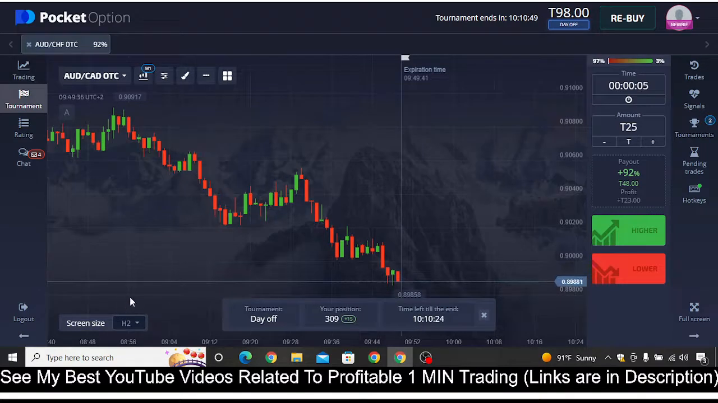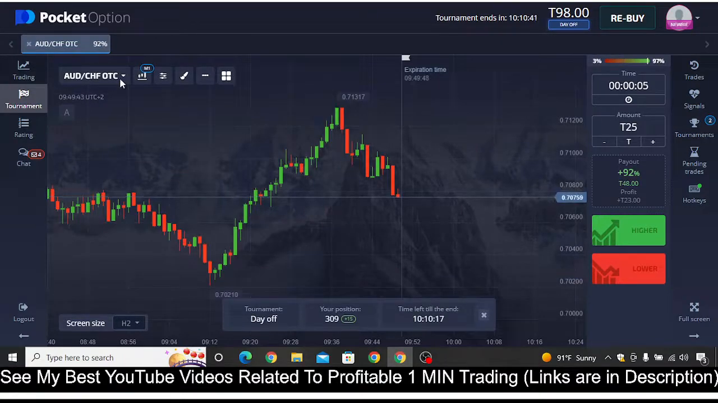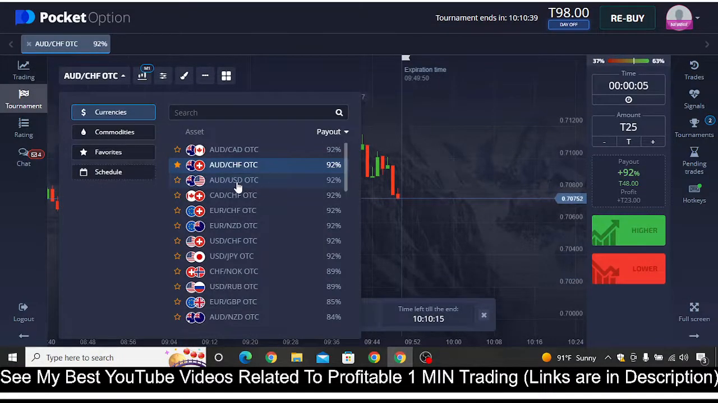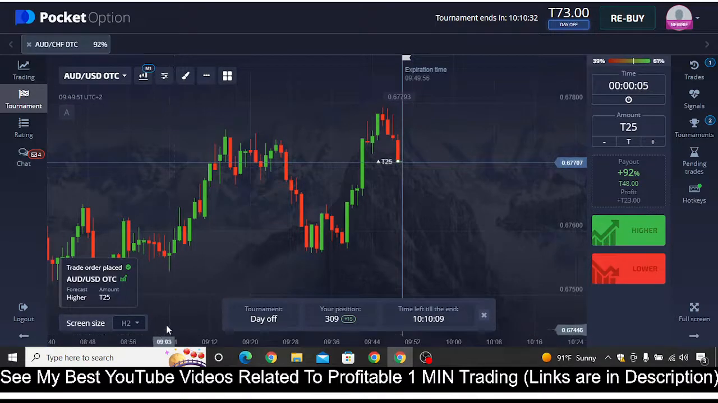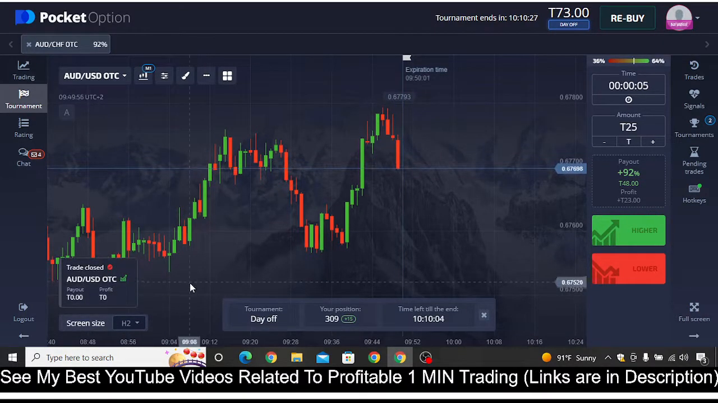Now you don't need to trade in this exact currency again. You can change to another. So let's select another currency pair, that would be AUD USD. Now you can see this is a downtrend. So let's make a trade by clicking on higher, and let's see what happens here. So we made a loss in this trade.